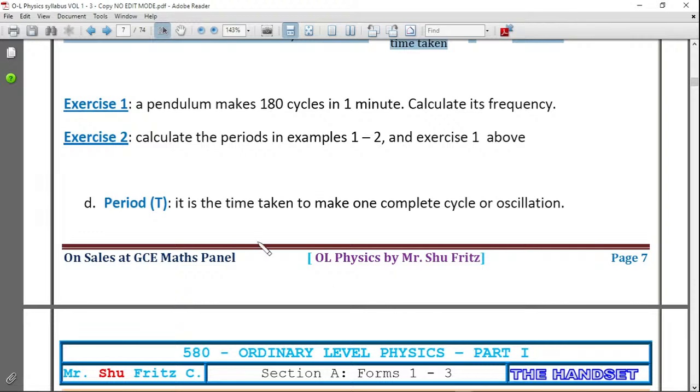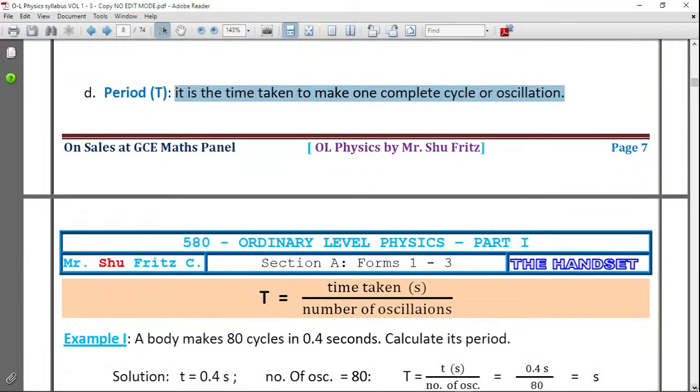Now, period is the time taken to make one complete cycle or oscillation, and as I've said, period is measured in seconds. So if they give you the period in minutes in your calculations to find frequency, make sure you do the conversion. The formula for period is equal to the time divided by the number of oscillations.